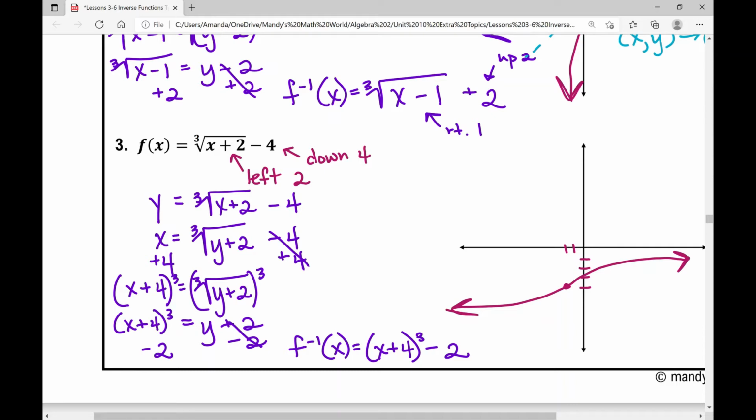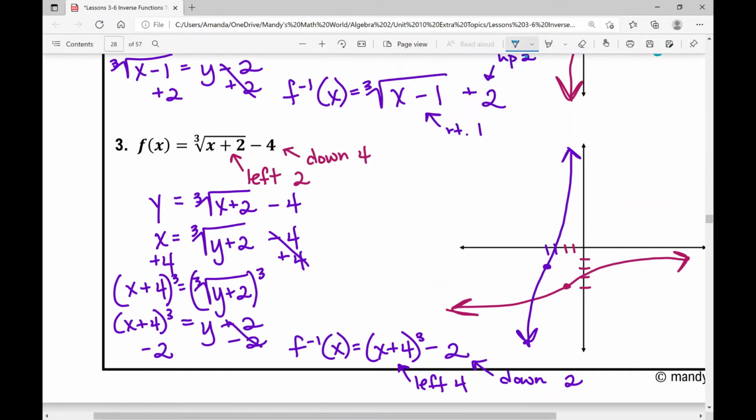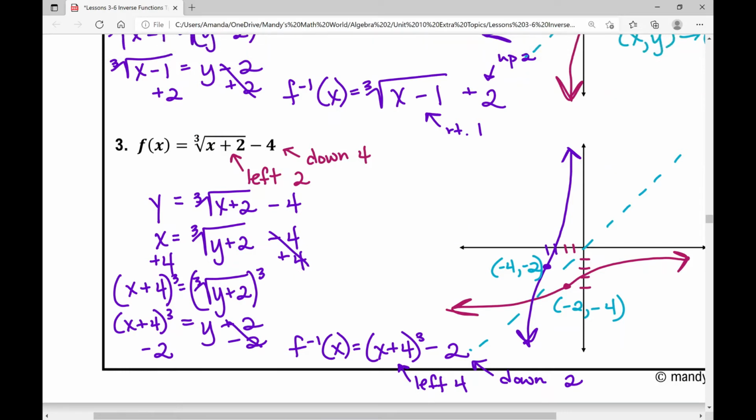So we know what that parent cubic function looks like. Let's take that origin, with that point that passes through the origin, and move it left 4 and down 2. Left 4, down 2, and it's going to take this general shape right here. And as you can see, we can see the properties of inverse functions. These are reflections across the line y equals x. This point right here is negative 2, negative 4. This point is negative 4, negative 2. So cubic and cube root functions are inverse functions of one another.